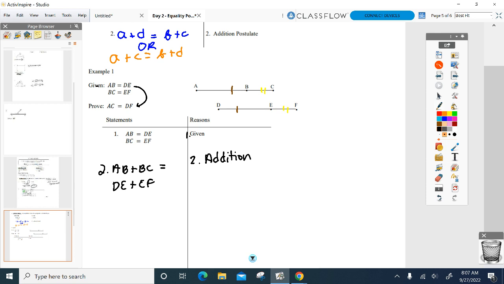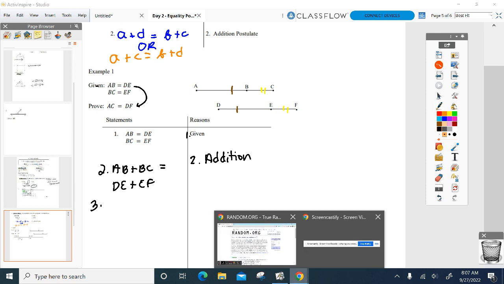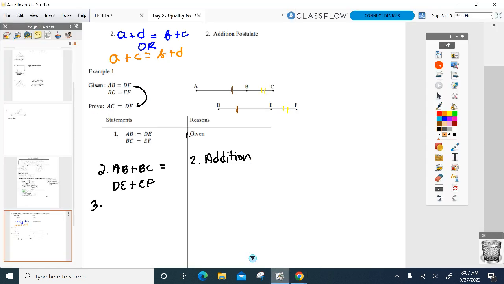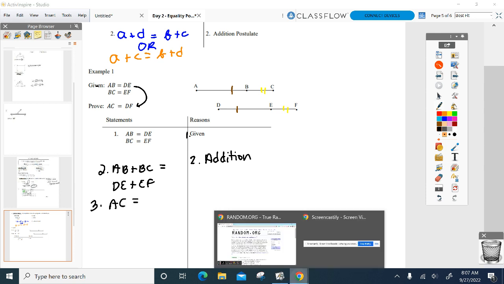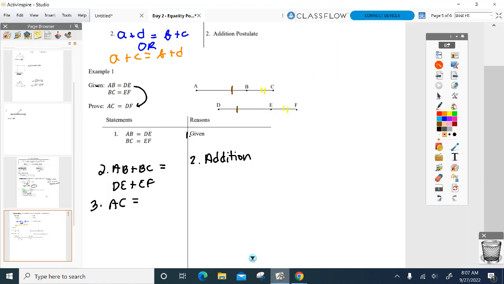Remember, your proof statement is your last statement here. All right, tell me, though, what can I replace AB plus BC with? Give me another name for it. AB plus BC is just another name for AC. Give me another name for DE plus EF. That's just another name for DF. All right. What gives me the right to do that? All I did was replace it. What is that? What we just talked about today. Replacing it for another. Substitution. Done.